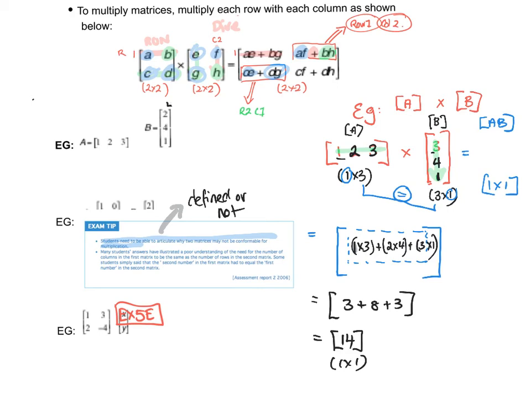Yes? Okay, and then it says many students have illustrated poor understanding of the need for the number of columns in the first. See, that's what they need. They need the number of columns in the first matrix to be the same as the number of rows in the second. Okay, so that's what they're looking for this year and next year.